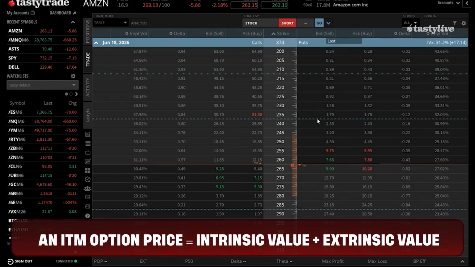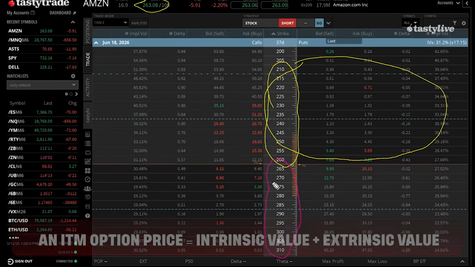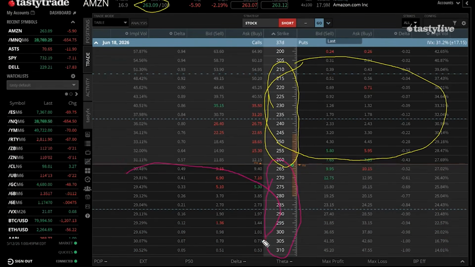And remember, inside of tastytrade, I've got my puts on the right, I've got my calls on the left. And if we look at Amazon currently selling for $263 a share, that means that these are going to be all of my out of the money puts. So all of these options on this side of the screen. And then if I go to the other side of the screen, these are going to be all of my out of the money calls, right? So these are going to be all of the out of the money calls.